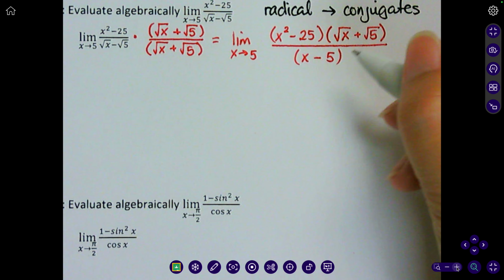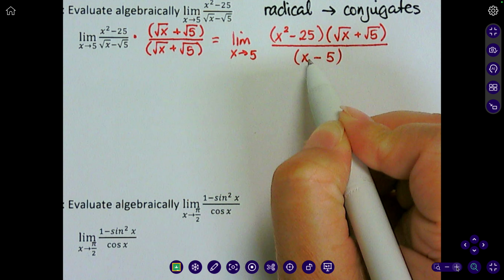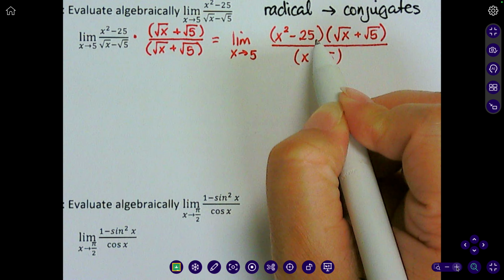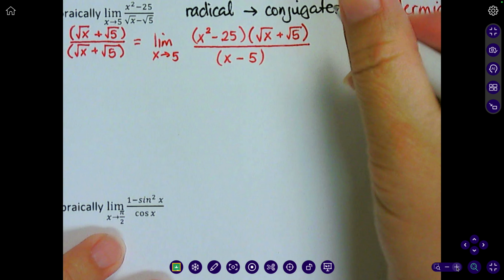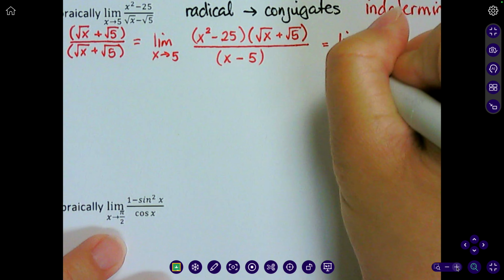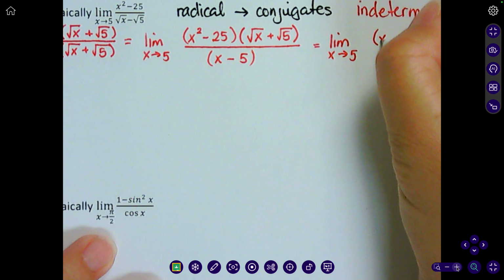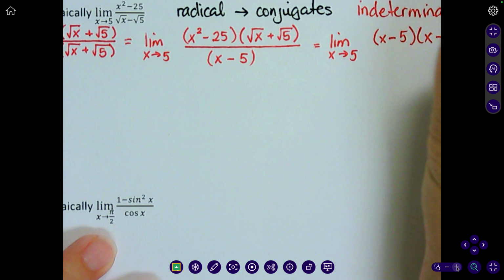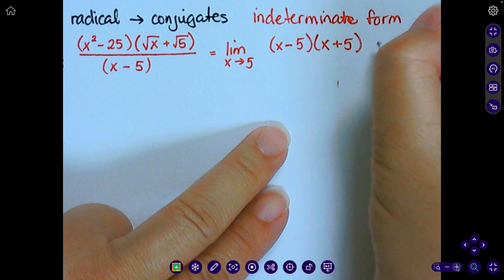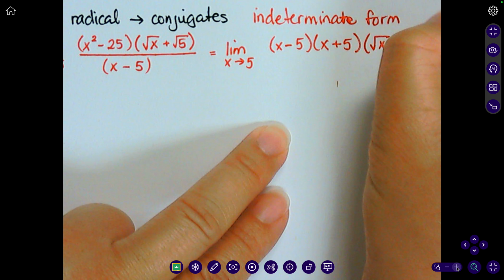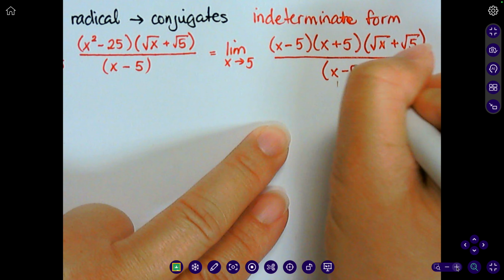Now that we have that, if I plug in a 5, that still doesn't work for me. You see it? But now you're going to have to see that the x squared minus 25, you can factor that out. Do you guys see that? Once you factor it out, it should be able to cancel with the x minus 5 in the denominator, because the x squared minus 25 is x minus 5 times x plus 5. There you go. And then this is going to be times the square root of x plus the square root of 5, everything divided by the quantity x minus 5.